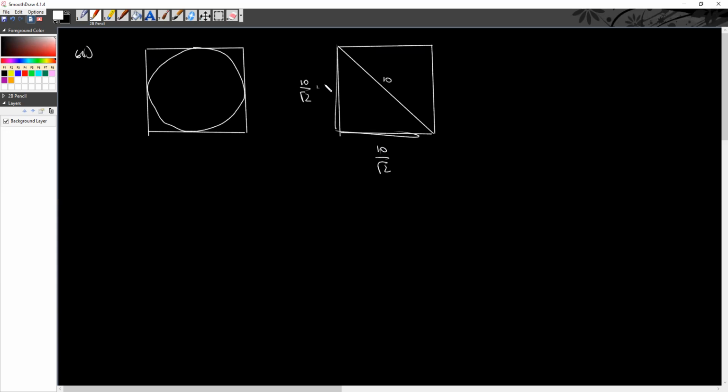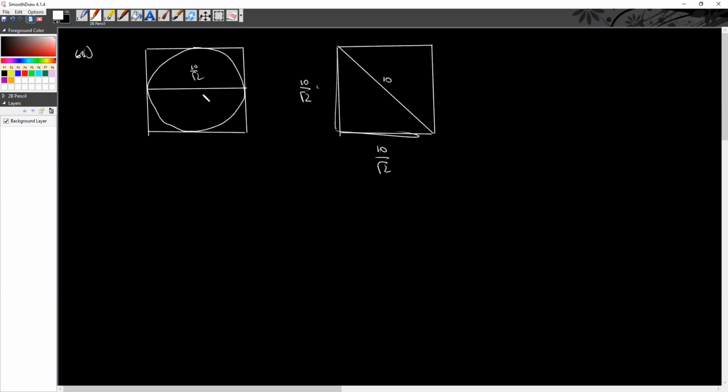Here's what I would recommend for this problem: do not rationalize the denominator just yet. Here's why: that means the diameter is 10 over rad 2, right? Which means, what is the radius of this circle? The diameter is 10 over rad 2.